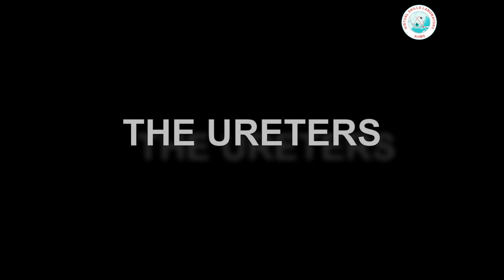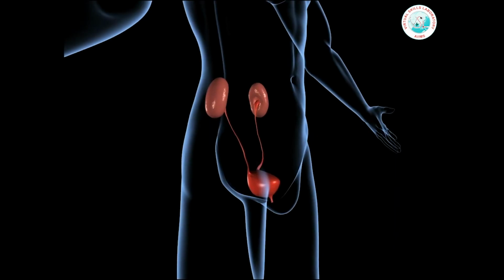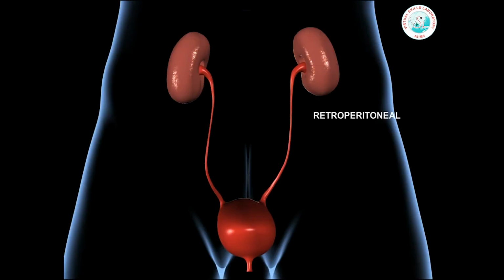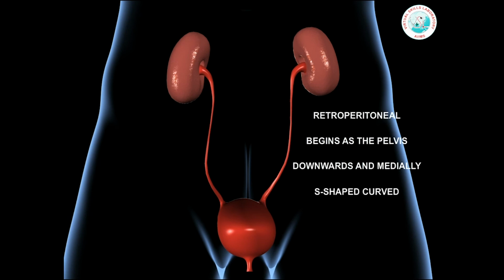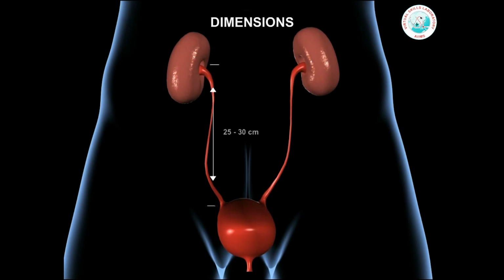The ureters. The ureters are retroperitoneal paired tubular structures that carry urine from the kidney to the bladder. The ureter begins as the pelvis that is placed posterior to the renal artery and renal vein at the hilum. As it courses downwards and medially in front of the psoas major muscle, it takes an S-shaped curve to reach the fundus of the bladder. It is around 25 to 30 centimeters in length and 3 to 4 millimeters in diameter.